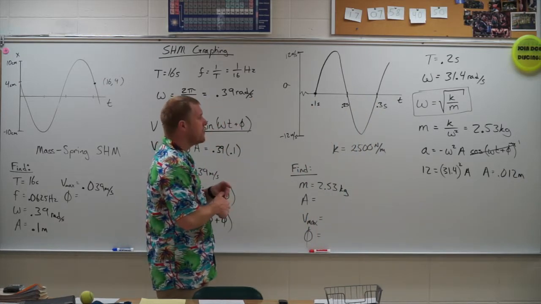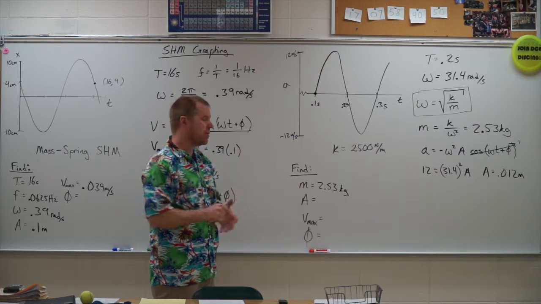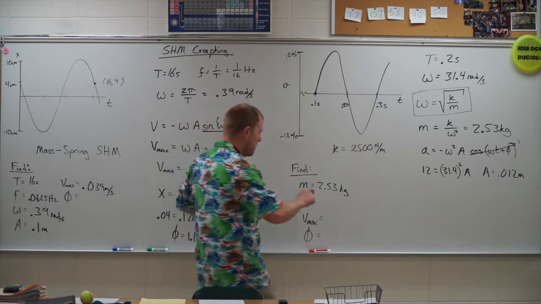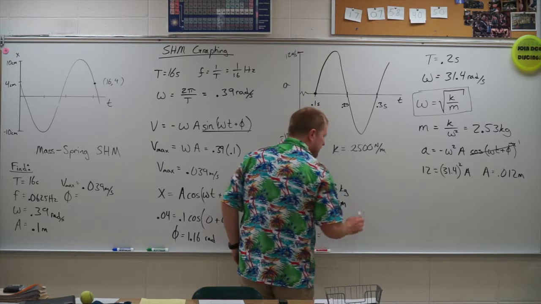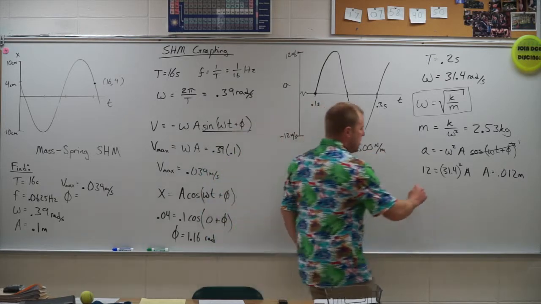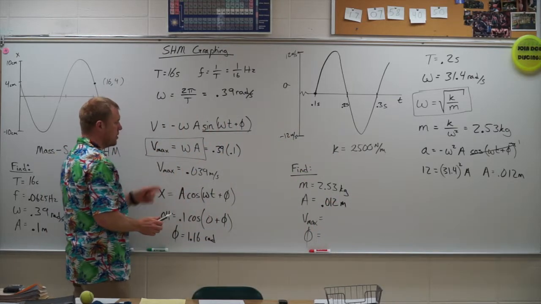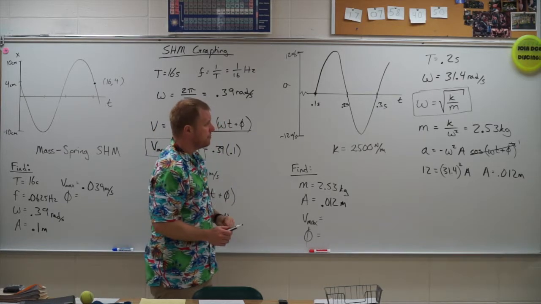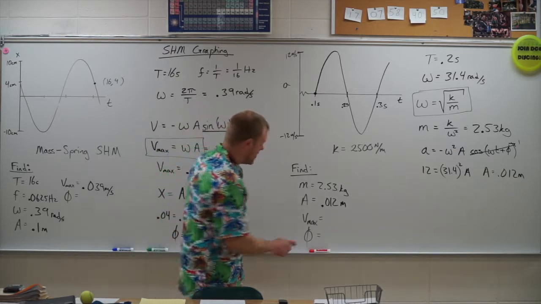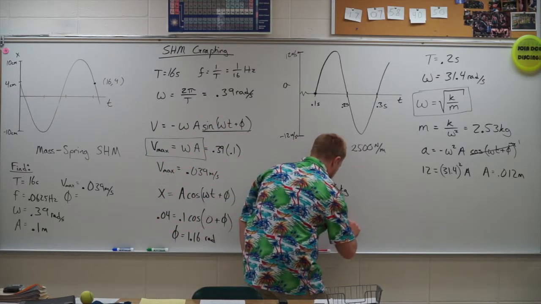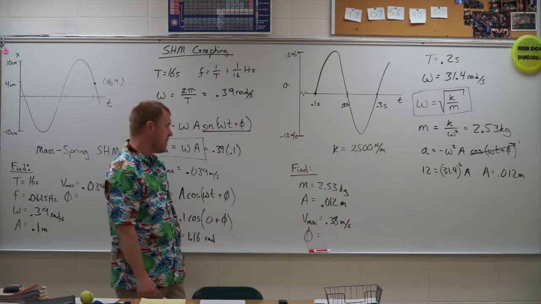Now the amplitude, remember, is the thing that stores the energy. So the spring constant and the amplitude are what adjust the energy. Next, they want me to find Vmax. Now that I know the amplitude and I know the omega, we can use our same equation from before: Vmax equals omega times A. Plug in our omega of 31.4 and our amplitude of 0.012, and you get a maximum velocity of 0.38 meters per second.